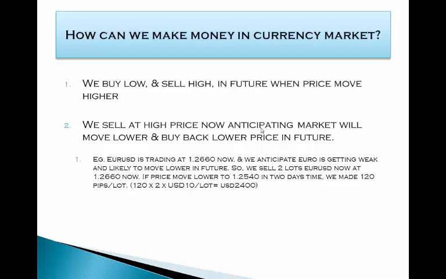How can we make money in the currency market? We buy low and sell high in the future when the price moves higher, and we can also sell at a high price right now, anticipating the market will move lower. In the future, if the market really moves lower, we then go to the market and buy back at a lower price, so the difference will be our profit.